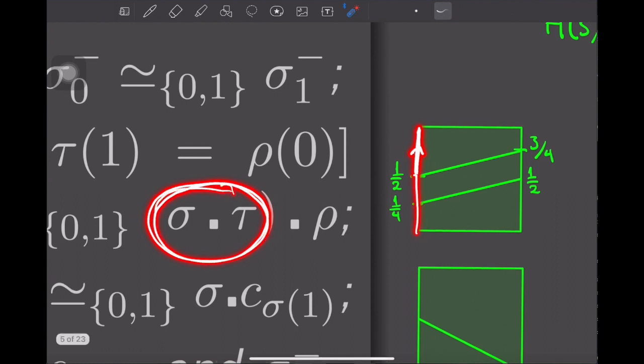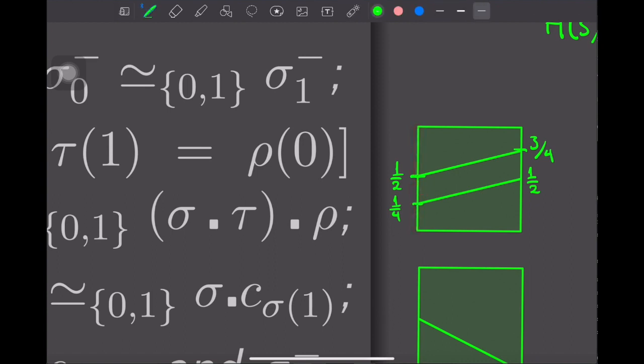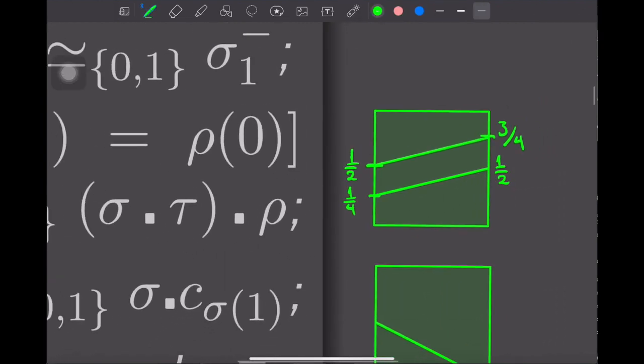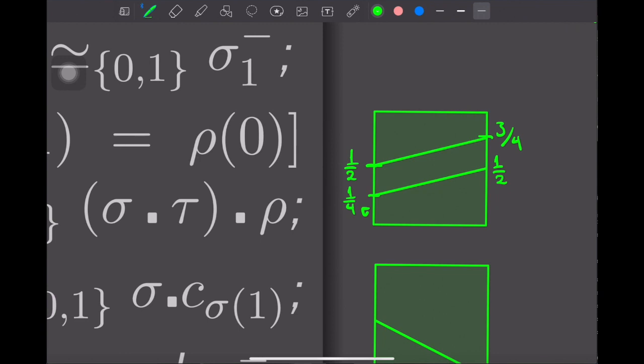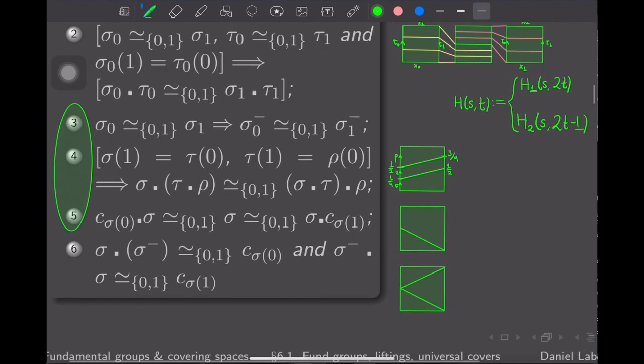But then this one is split, you have to split the corresponding interval in half. So this is what ends up parametrizing sigma. This is what ends up parametrizing tau. And this is what ends up parametrizing rho. So let me just write it schematically as sigma, tau, and rho.